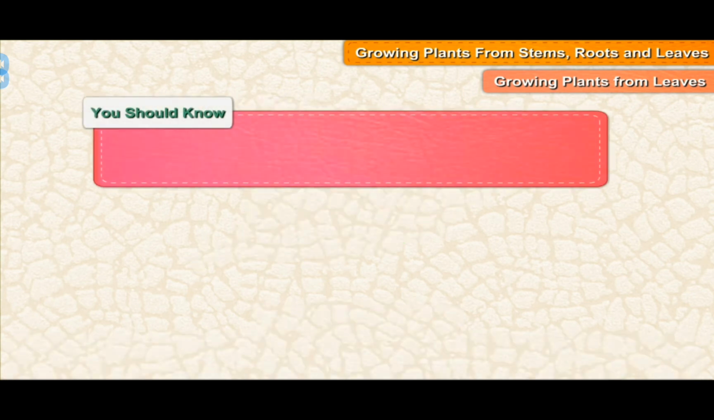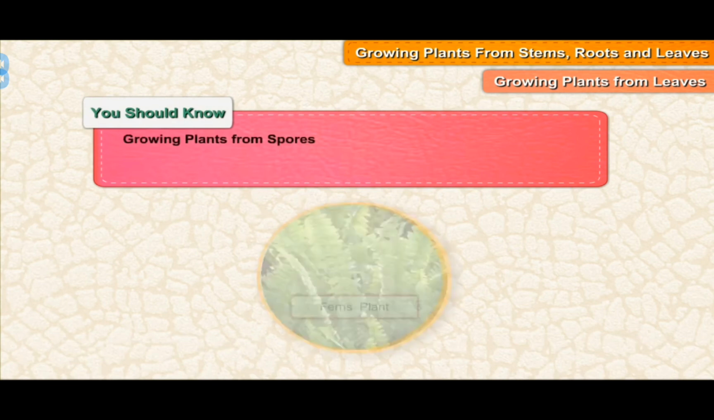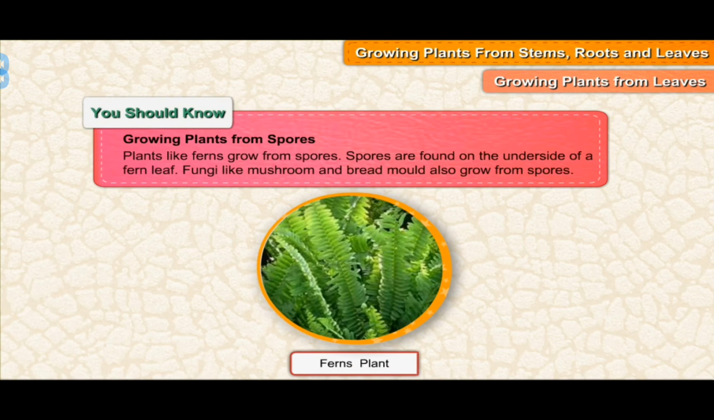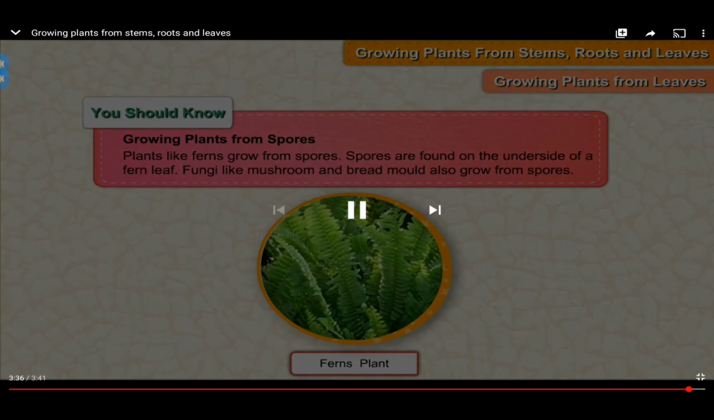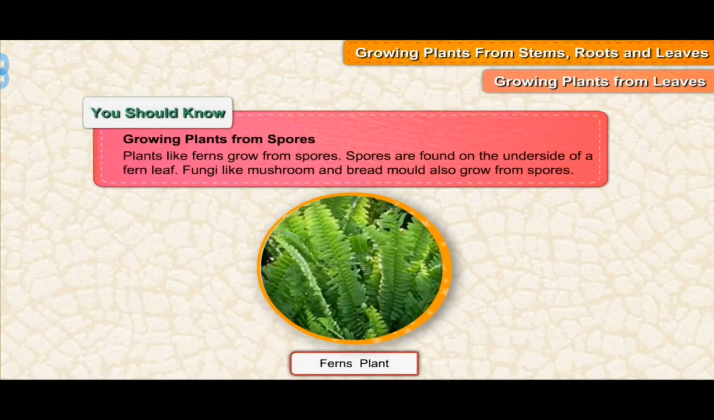So this is the best example for the growing of new plants from a vegetative part. But a few plants do not have any seeds, flowers and so on. They can grow from spores. Spores are found on the underside of a leaf, as in mushroom and bread mold. What is the name of that? Ferns. In the next class we will learn in detail.